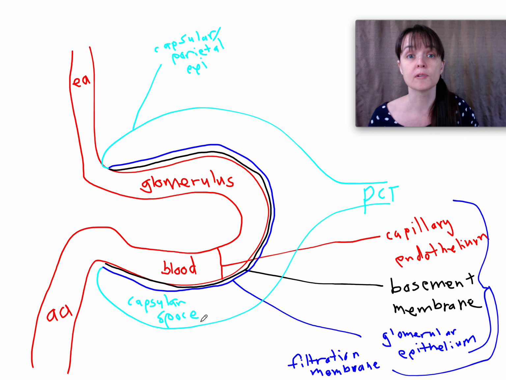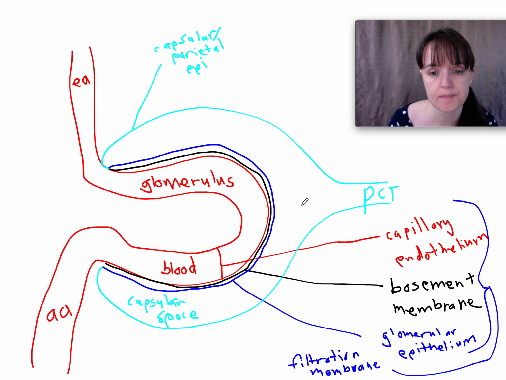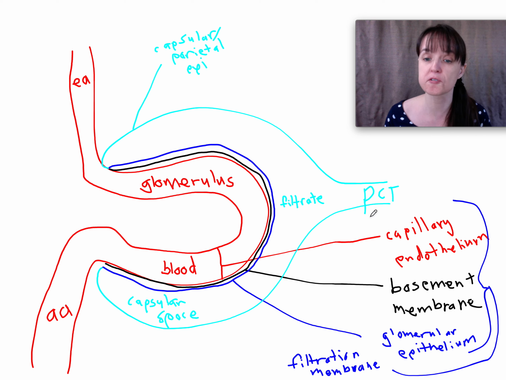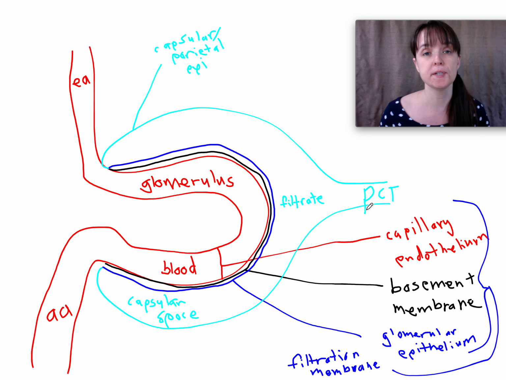And what's the name of the fluid in the capsular space? Filtrate. And then once it enters a proximal convoluted tubule, it'll be tubular fluid. It will continue to be tubular fluid throughout the nephron loop, the distal convoluted tubule, the collecting system. Once it enters the minor calyx, it is then urine.